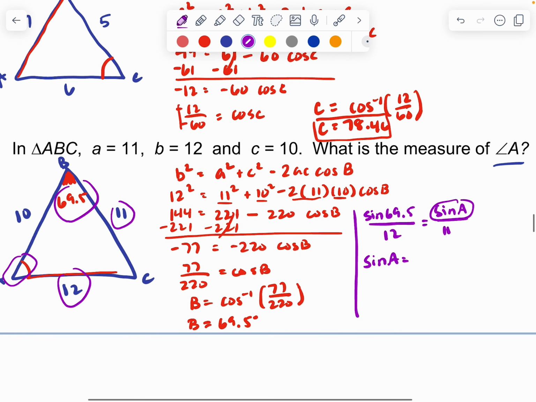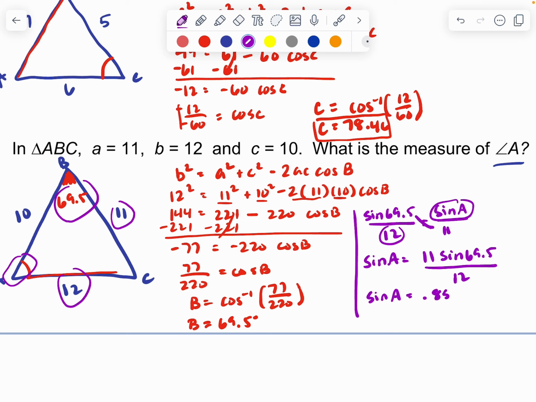equals, and then I'm going to cross multiply, so that gives me 11 sine 69.5, and then I'm going to divide by the leftover, which is 12. And let's plug that in and see what we get. So I have 11 sine 69.5, and then divided by 12. And that gave me that sine of A is approximately 0.858.